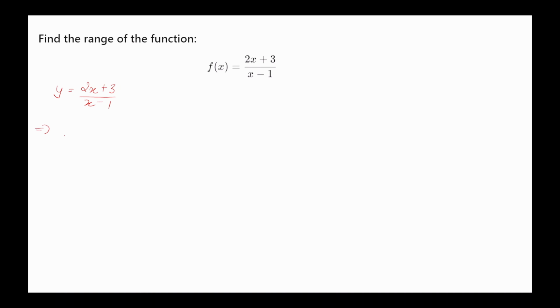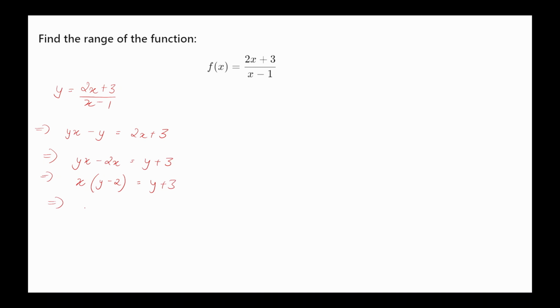So what I'll do is I'll cross multiply this. So this would become yx minus y is equal to 2x plus 3. I'll take this x to the other side. So this would become yx minus 2x is equal to y plus 3. Here I can take x common. This would become x times y minus 2 is equal to y plus 3.